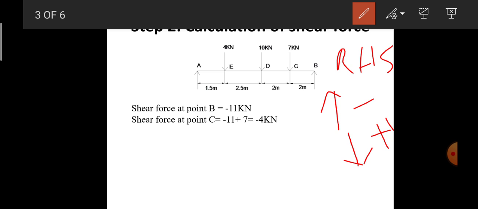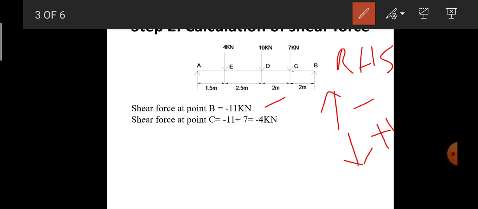So the shear force at point B, we are going to take the force at that point plus the force at the previous point. Since point B is the initial point, we don't have any points previous to point B. Therefore, the shear force at point B is nothing but the reaction RB. It is acting in the upward direction, so hence it is taken as negative, minus 11 kilonewton.